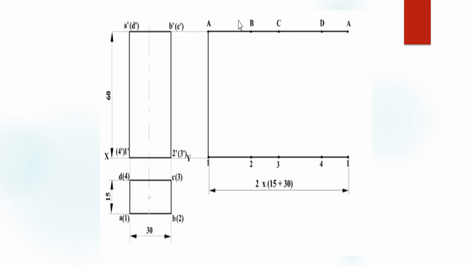So the point from A to B is 30 mm, B to C 15 mm, again C to D 30 mm, again D to A 15 mm. So this is a top stretch. Now draw perpendicular lines from each and every point on the line AA.